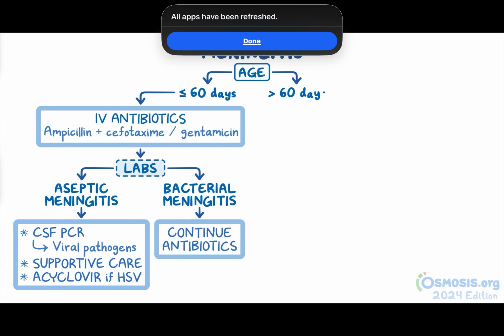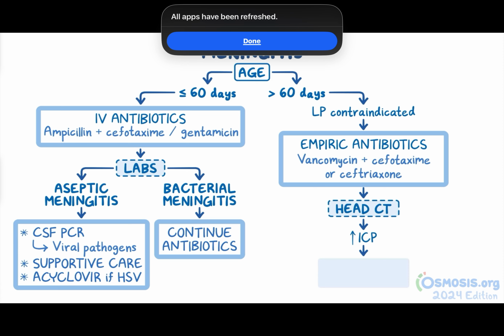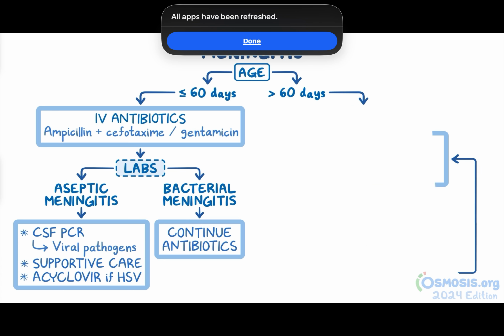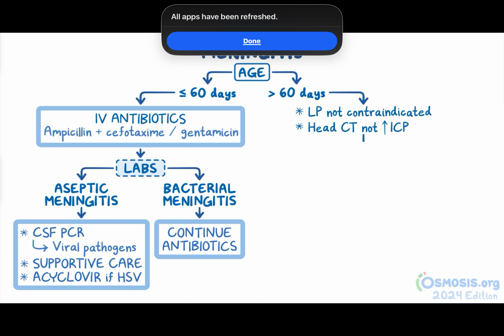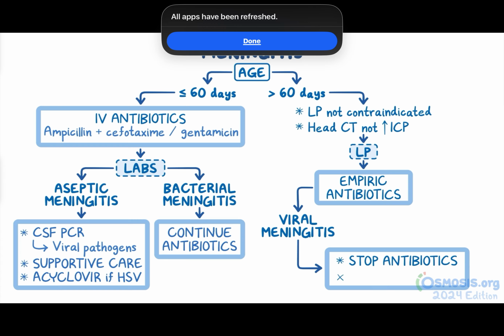Regarding children over 60 days of age, if LP is contraindicated, begin empiric antibiotics, including vancomycin plus cefotaxime or ceftriaxone, and order a head CT. If CT suggests increased ICP, make a presumptive diagnosis of bacterial meningitis and continue antibiotics. If LP isn't contraindicated, or if head CT doesn't suggest increased ICP, perform an LP and begin empiric antibiotics. If CSF studies suggest viral meningitis, stop antibiotics and provide supportive care. However, if CSF analysis suggests bacterial meningitis, continue antibiotics.